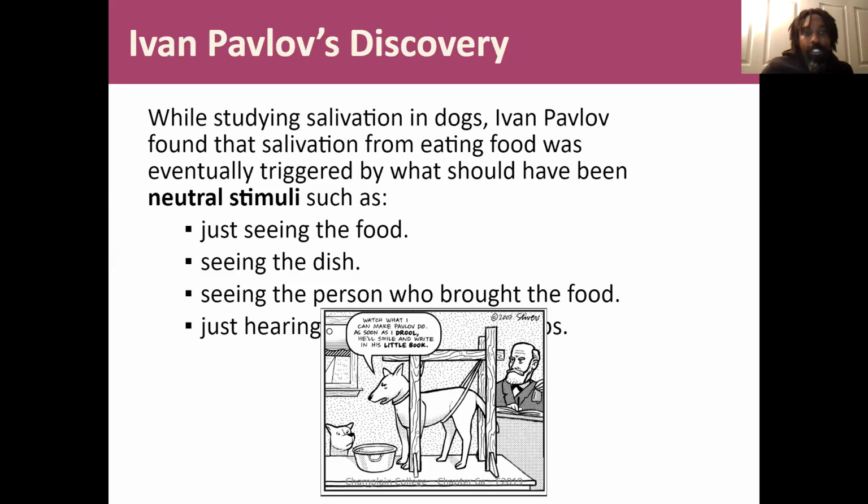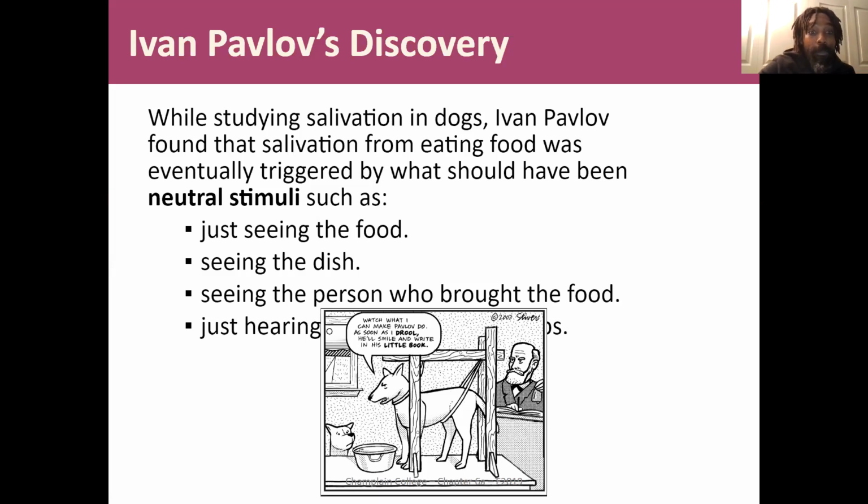So, just to explain, right? While studying salivation in dogs, Ivan Pavlov found that salivation from eating food was eventually triggered by what should have been neutral stimuli. Notice what they are: just seeing the food, seeing the dish, seeing the person who brought the food, and just hearing the person's footsteps. What happened is that every time the dogs were going to be fed, all of these things occurred.